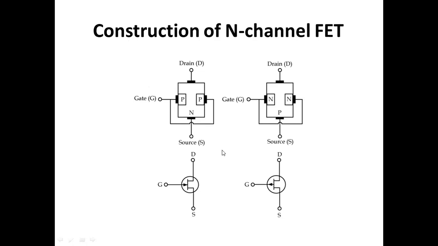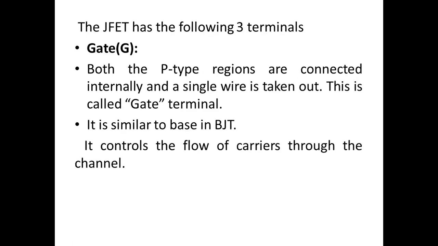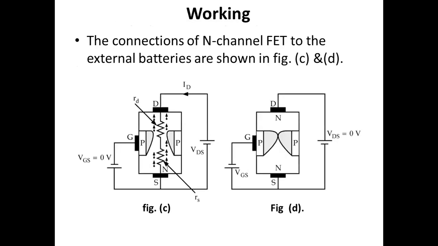Okay, now we go for the working of N channel FET. Here the connection of the N channel FET to the external batteries is shown in figures C and D. Here the gate and source are connected in reverse bias. You always connect this gate and source in reverse bias, and drain and source are always connected in forward bias.